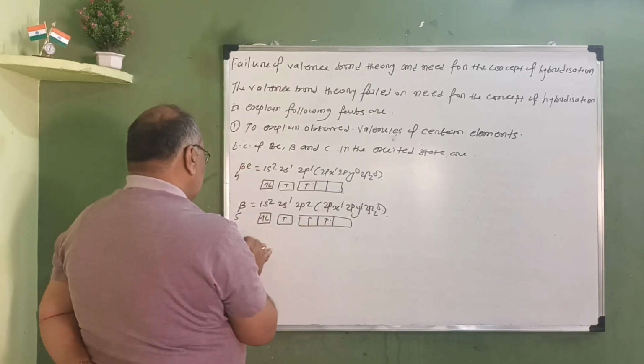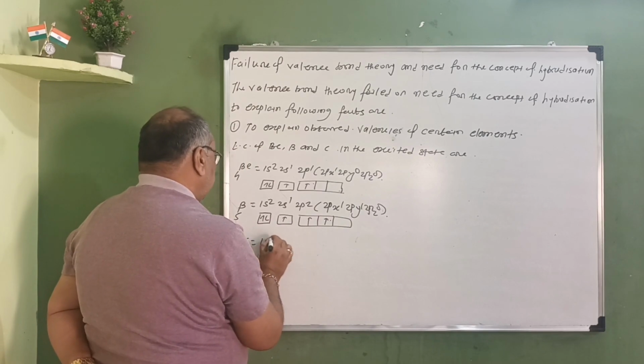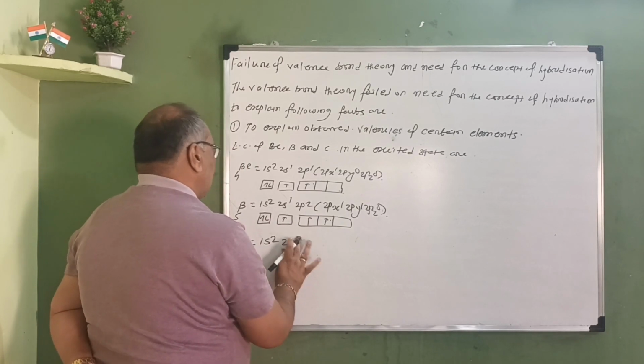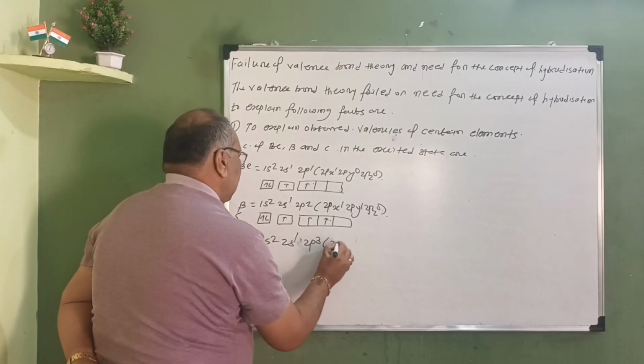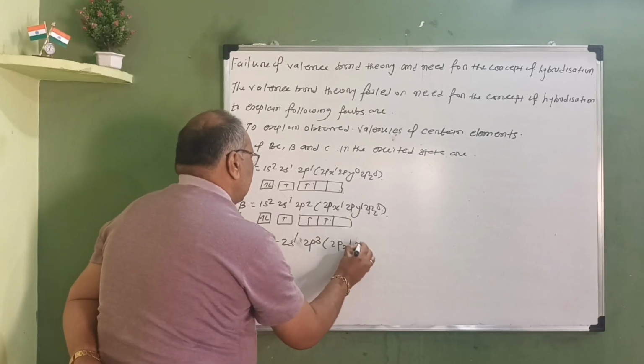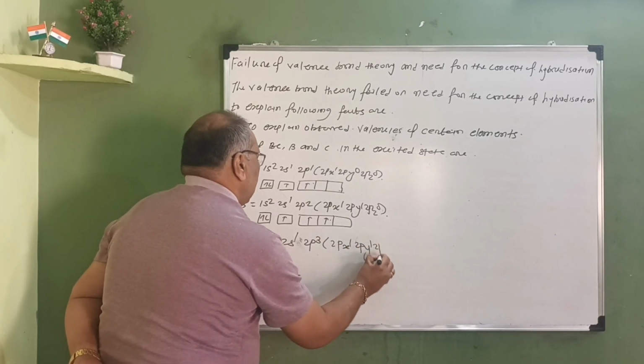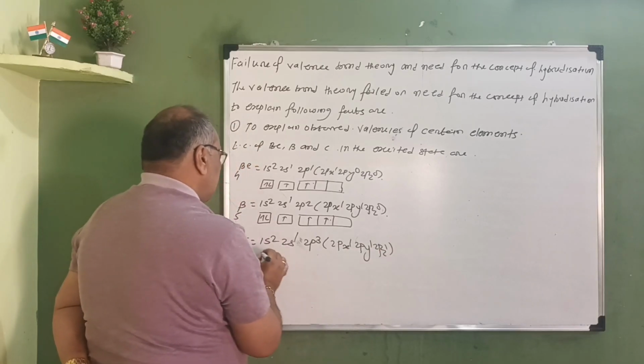And here write down carbon: 1s2 2s1 2p3, that is 2px1 2py1 and 2pz0.